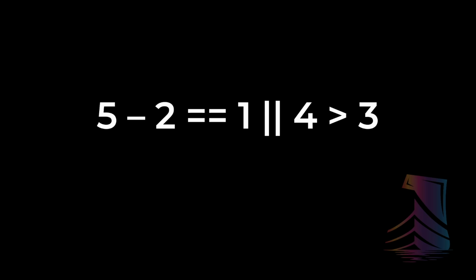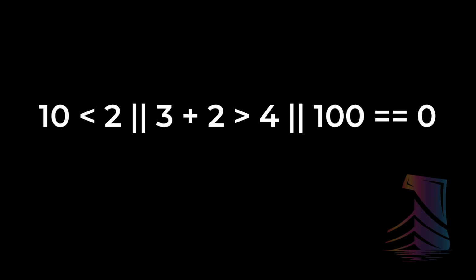Unlike the AND logical operator, where the overall condition will only evaluate to true if all conditions are true, the OR logical operator will evaluate to true if any of the conditions are true. So if we have 5 minus 2 is equal to 1, or 4 is greater than 3, we would get true as the evaluation. The first condition is false, but the second one is true. Therefore, the entirety of this expression is true.